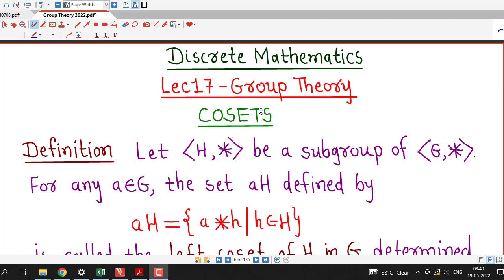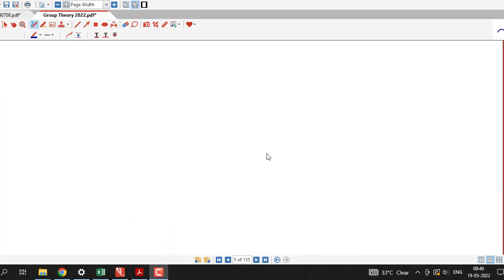This is lecture number 17 of group theory. In this lecture, we are going to discuss cosets of a subgroup. So first we understand the definition of a coset of a subgroup. For that we require one group.